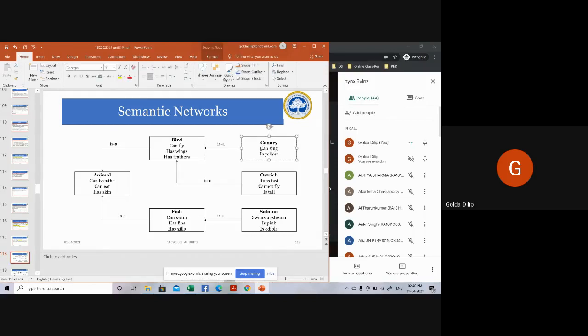Your functions are represented below your entities. These are all your entities: canary, ostrich, salmon, fish, bird, animal, or your class, or something which can be touched and seen. That is what is called an entity. So what are all the functions? Functions are represented below your entities. Canary can sing. Canary is yellow in color. Ostrich, the function, runs fast or cannot fly.